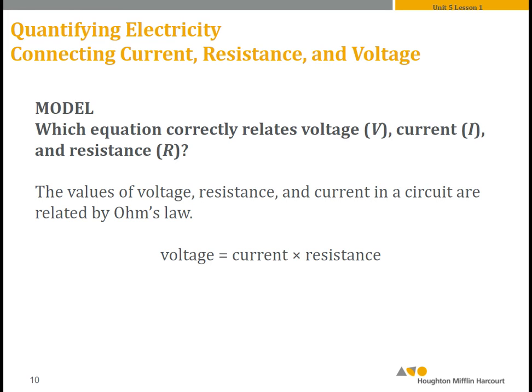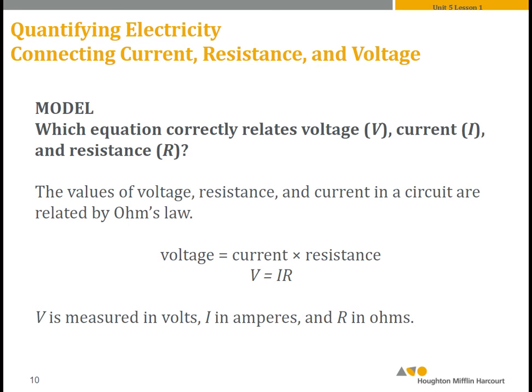Now, the symbols for voltage and resistance are capital V and capital R, and those make perfect sense. But you also need to learn that the symbol for current is actually a capital I. And so the equation is written out as V equals IR. The units for voltage are volts. The unit for current is amps, or amperes, and the unit for resistance is ohms.